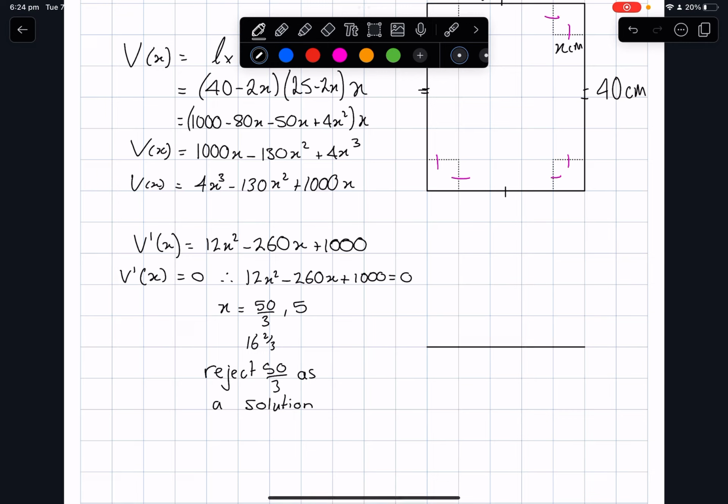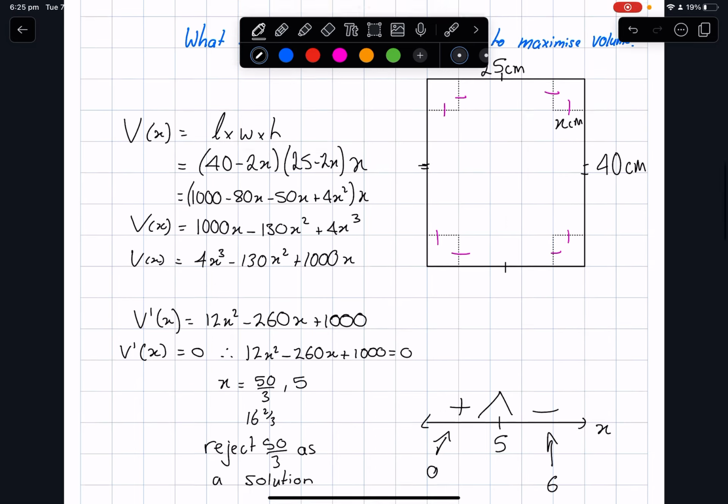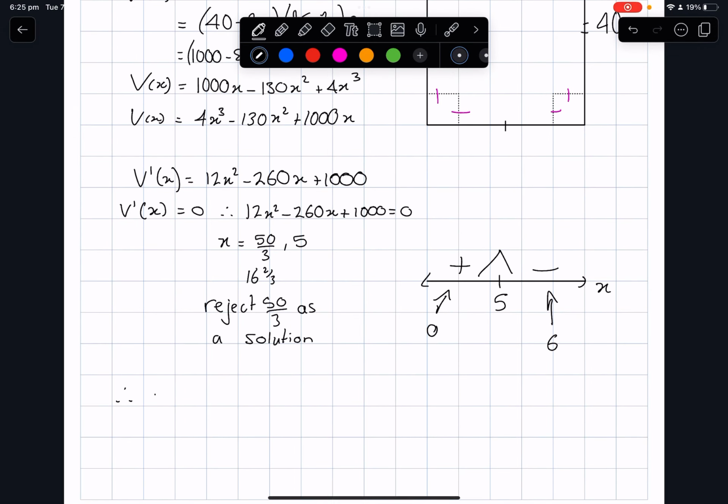So my sign diagram now is just 5. So let's choose 0 to put in, and let's choose 6. Now if I put 0 into here, I get positive 1,000, so that's positive. But if I put 6 in, I definitely get a negative because 6 times 260 is pretty big, so negative. That means I've got a maximum at x equals 5. So, therefore, maximum at x equals 5 centimeters.